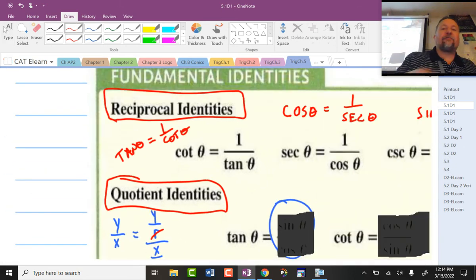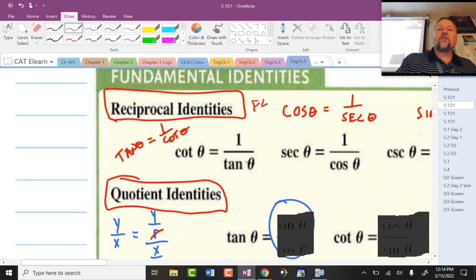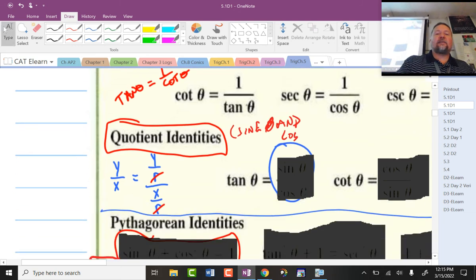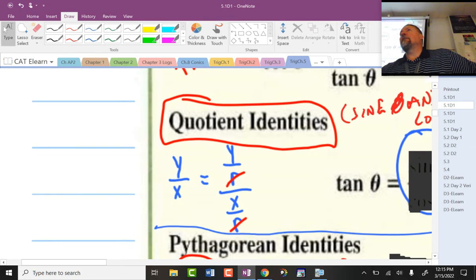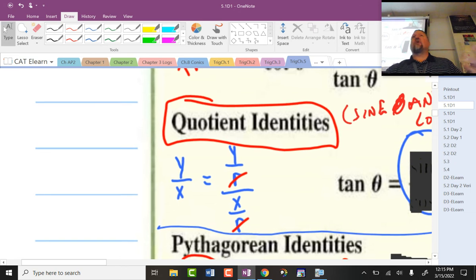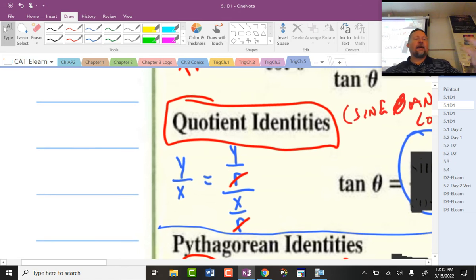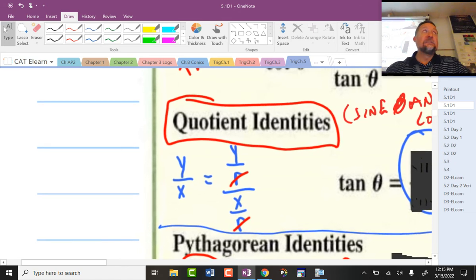Now notice what these are called. Reciprocal identities mean flip identities. Quotient identities mean write these in terms of sine and cosine, like as a quotient. Okay, so look at this beginning, what tan became. Remember, tan is y over x. Who has y in it? Sine or cosine? Who has y in it? Sine or cosine? 3, 2, 1, go.